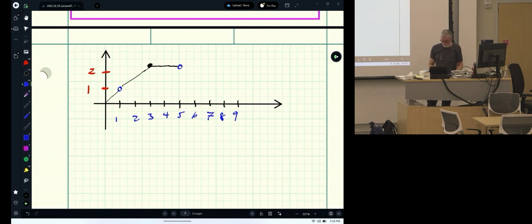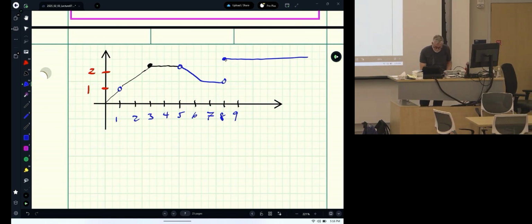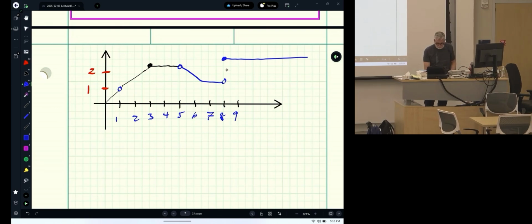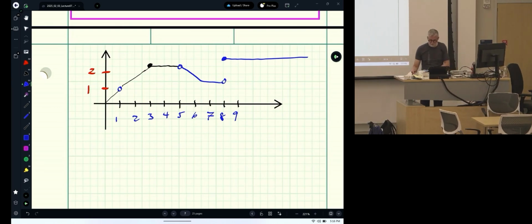Another missing hole. I don't know about you guys, but that's hard for me to do these kind of drawings. Okay, so the circles mean the function is not defined there. And the big dot here means at 8, this is the value of the function, okay?